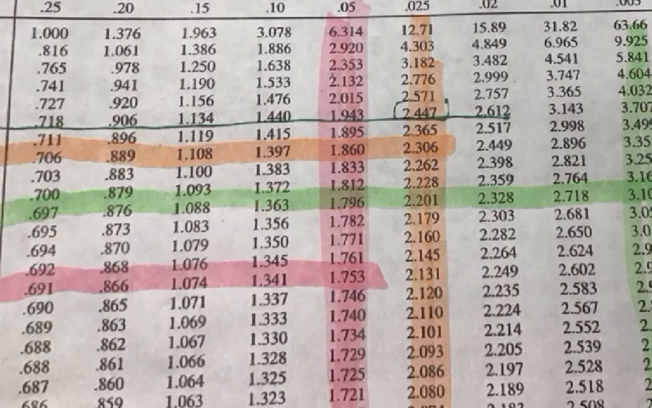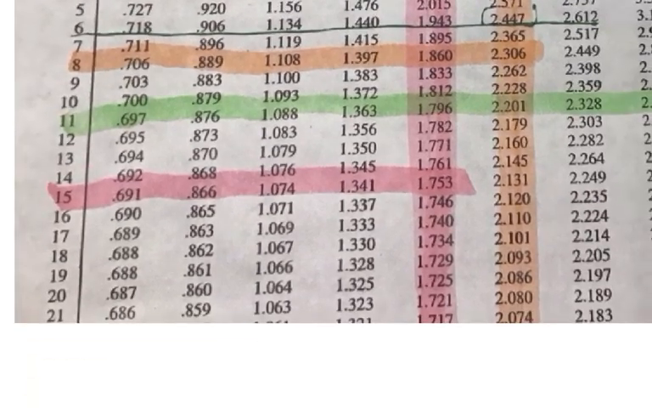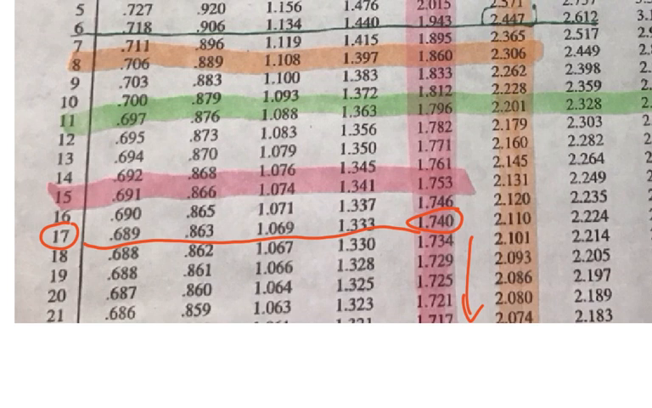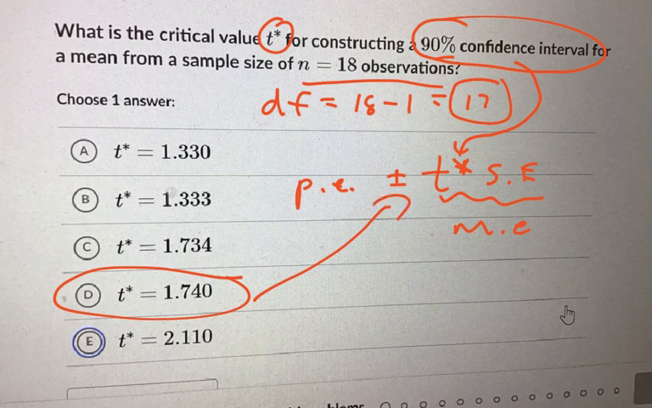So let's go back to this one here because I think this one will work out better. So we're going to go to degrees of freedom 17. We're going to go across until it matches our 90%, which was at the very bottom there. The answer is 1.74. So we're going to select D. It's that simple. Our T-star is 1.74.